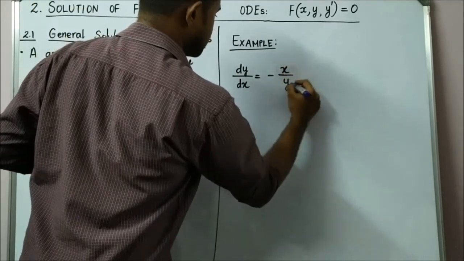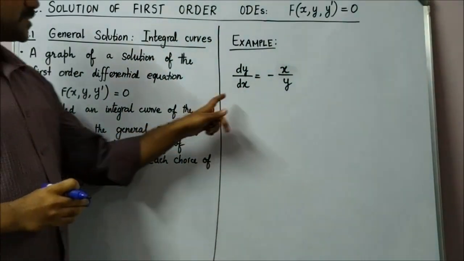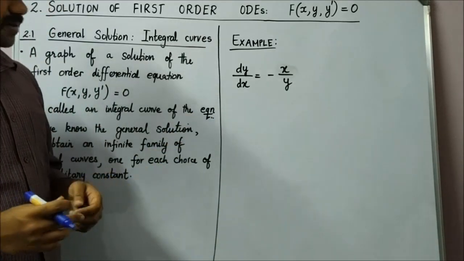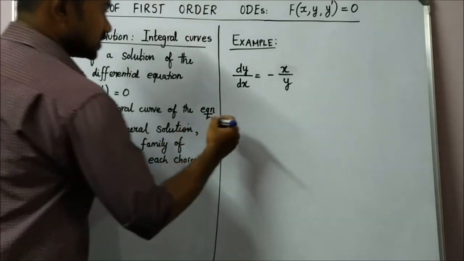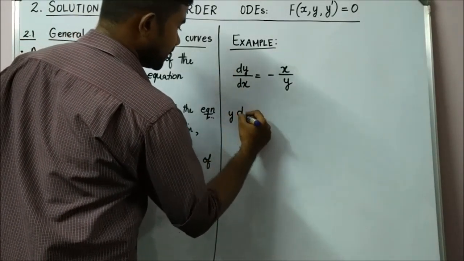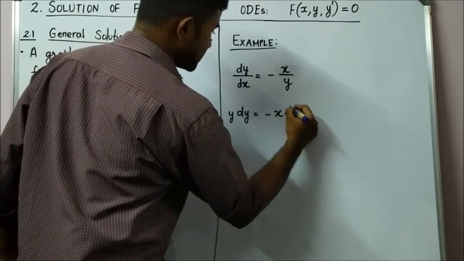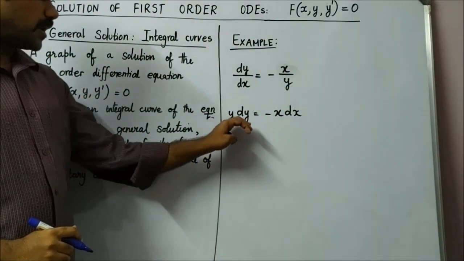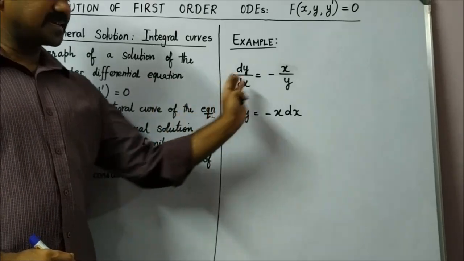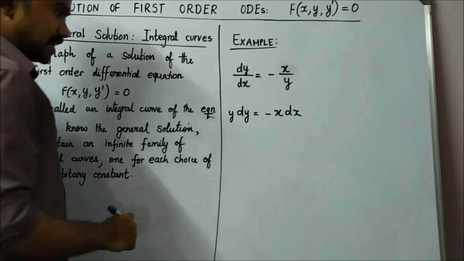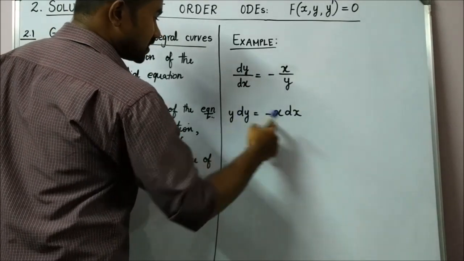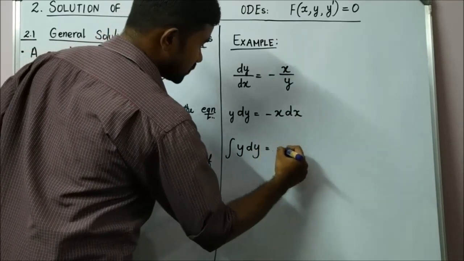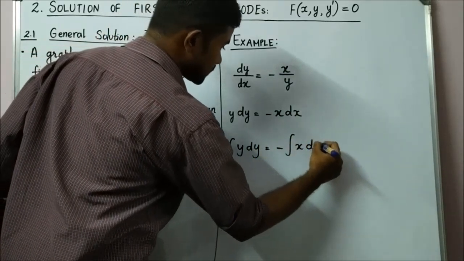Now we'll solve this differential equation using the method of separation of variables. That method is quite simple and I hope you are familiar with this. So you separate the variables, you get y dy equals minus x dx. You move the y here and you move the dx there. So all the y variables are on the left side, all the x variables are on the RHS. Now after the variables are separated, you can integrate both sides. So integral y dy is equal to minus integral x dx.